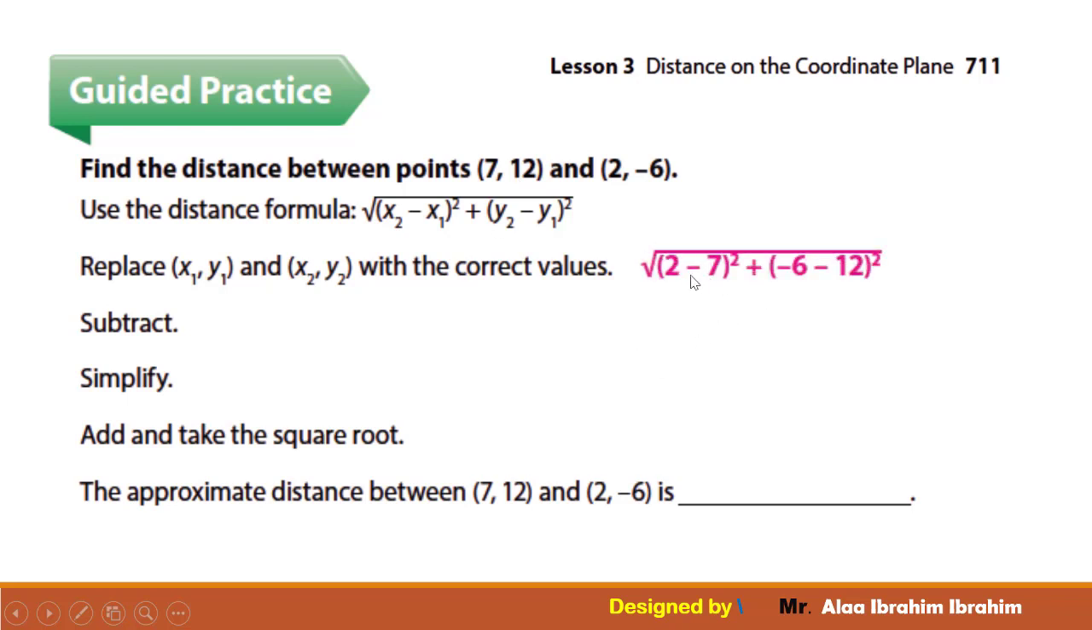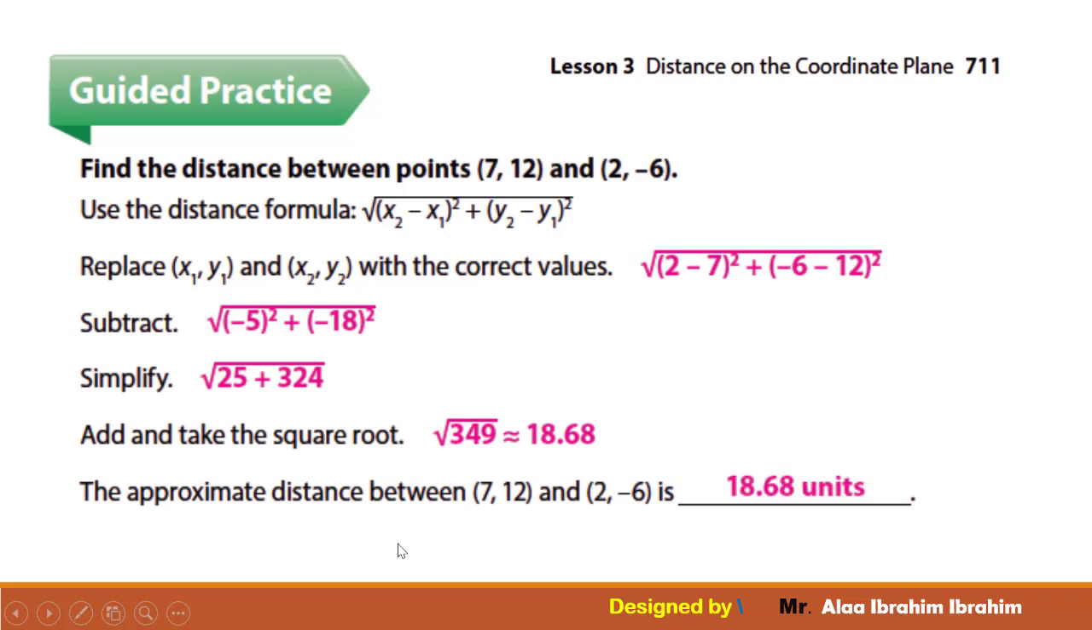Then I replace it with negative 2 minus 7, which is negative 5 power 2, is 25, and negative 6 minus 12, negative 18 power 2. So you add this, it forms 349. Finally I have the final answer like this: the square root of 349, 18.68 to the nearest hundredth again. So this is approximated here, 18.68.